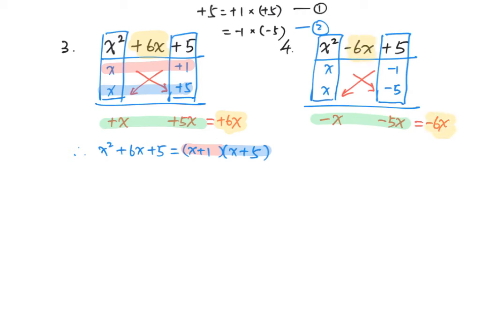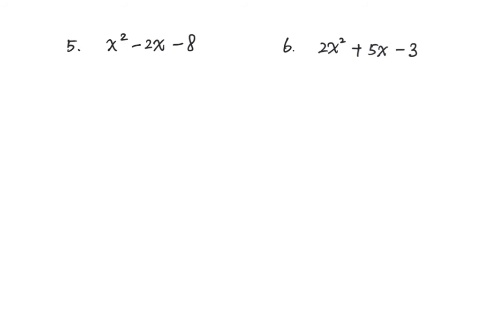So therefore, we can write down our answer directly. Therefore, x squared minus 6x plus 5 equals two brackets times each other. The first bracket is x minus 1, and the second bracket is x minus 5. So just write it down directly: x minus 1 for the first bracket, x minus 5 for the second bracket. That's it. This is the answer for question 4. Now let's move to the next example.